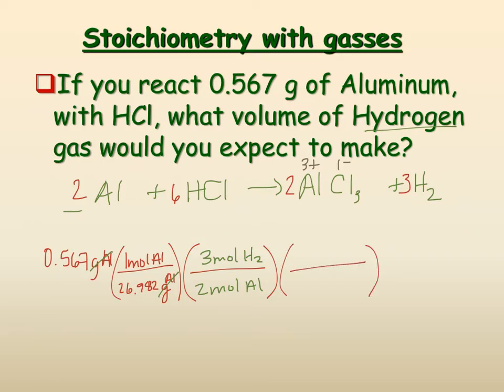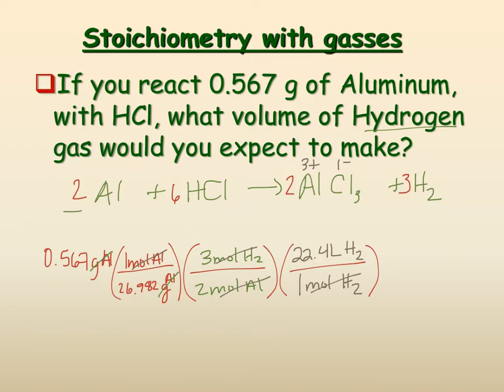now that I have canceled out my moles of aluminum, I'm in moles of hydrogen, I need to convert those moles of hydrogen to what the question's asking me for. And the question's asking me for volume. Okay, so I know 1 mole of hydrogen is equal to 22.4 liters of hydrogen. That's going to take me from moles of hydrogen to liters of hydrogen, which is the unit I want to answer the question. So now I do my calculations.